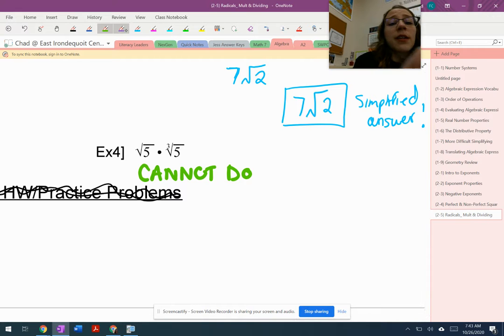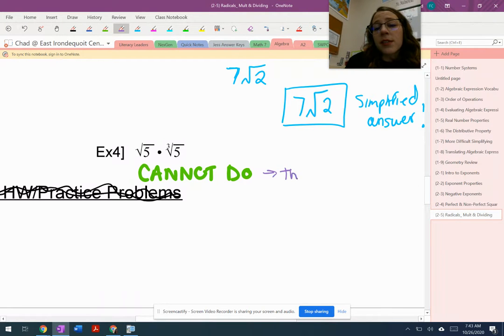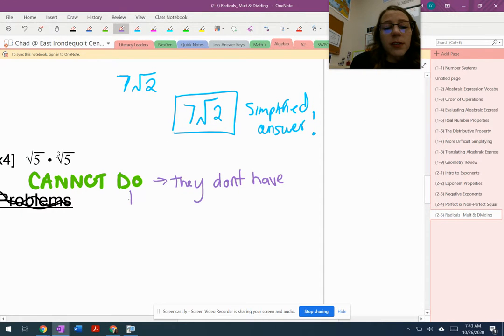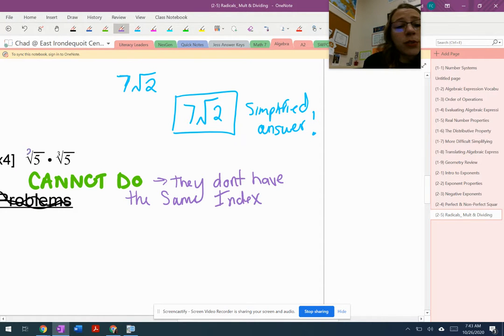And again, that is because they do not have the same index. One is a 2, one is a 3, 2 is not equal to 3, so we can't do that.